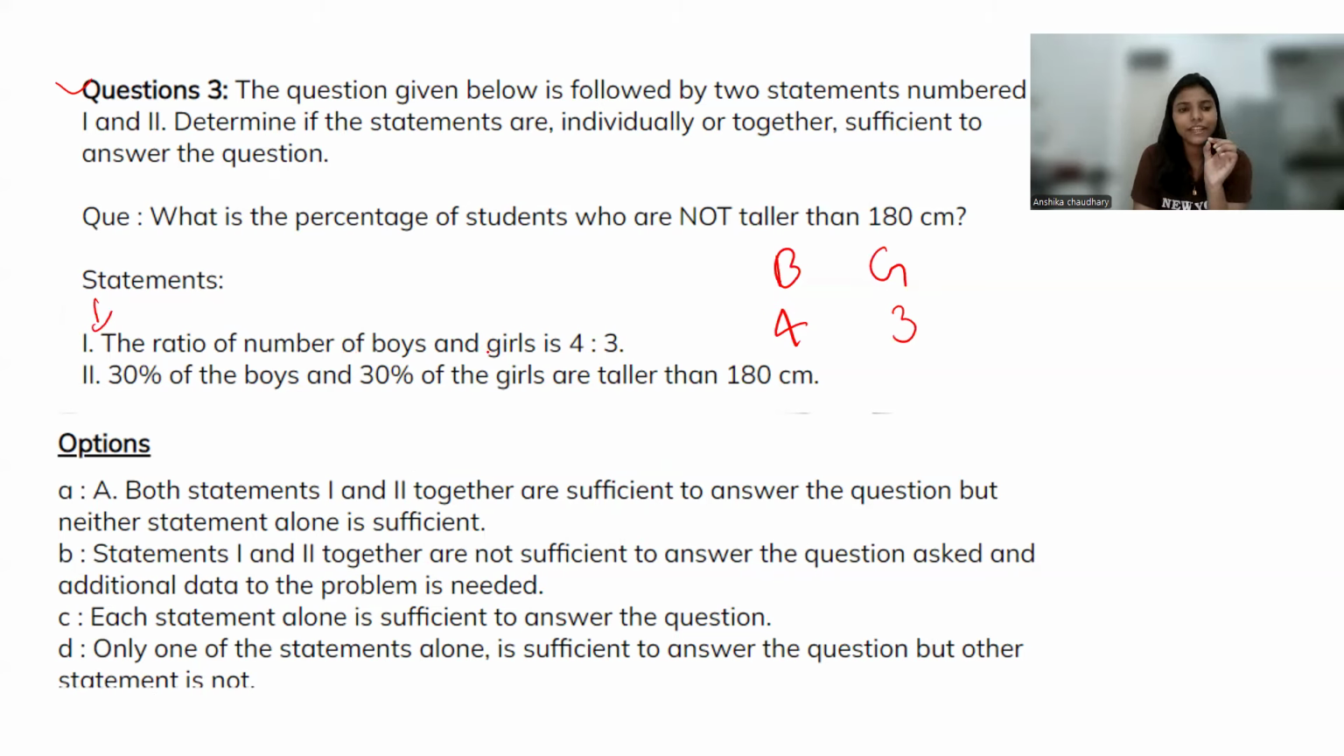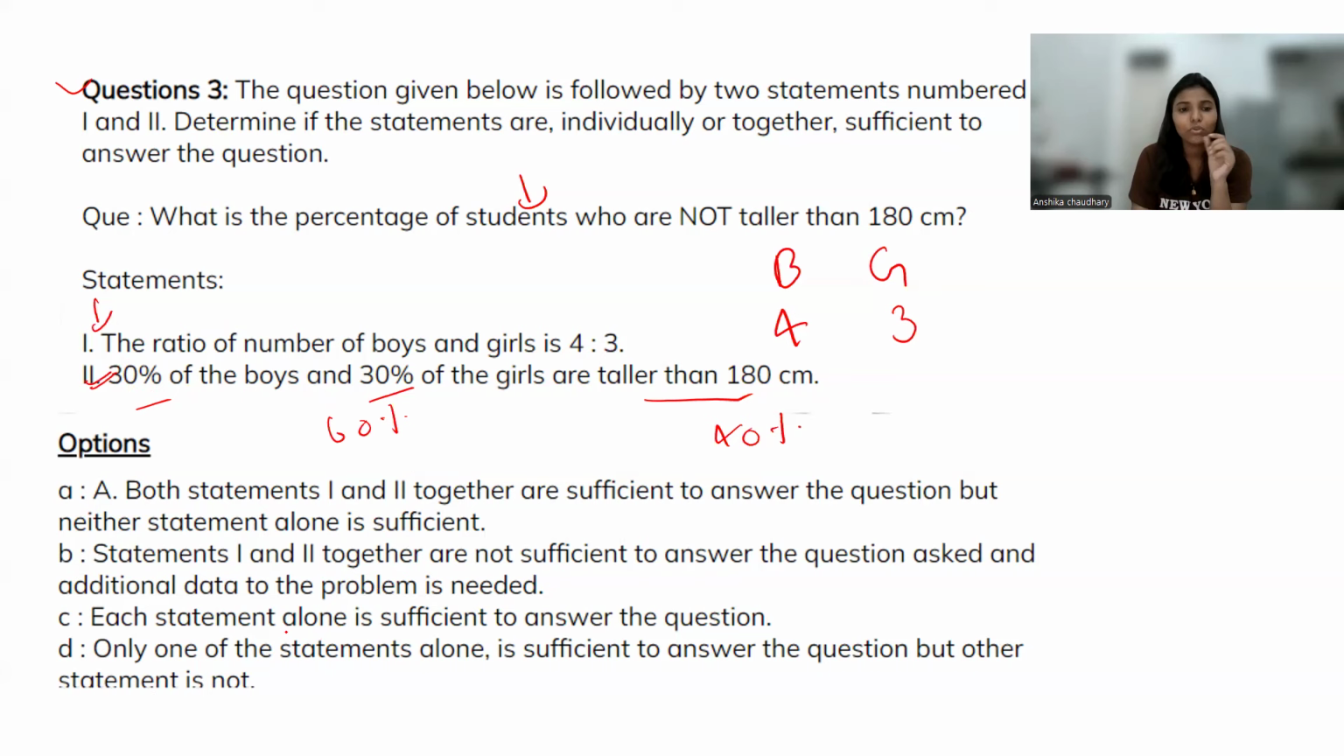If I take only statement 2, it says 30% of the boys and 30% of the girls are taller than 180 centimeters. So 30% and 30% means 30% of the total students are taller than 180 centimeters. So I can say that 70% of students will be there who are not taller than 180 centimeters. And this is the same thing the question is asking, right? So I can say that only statement 2 is enough to answer the question.